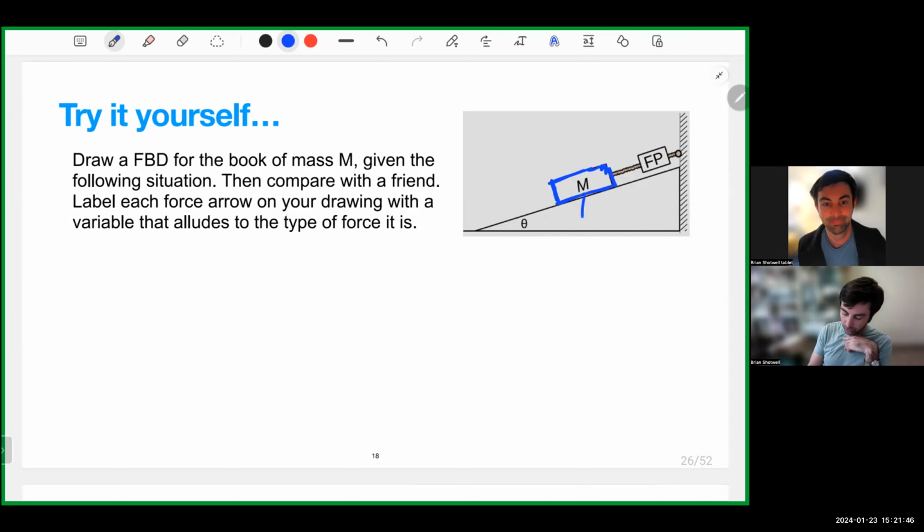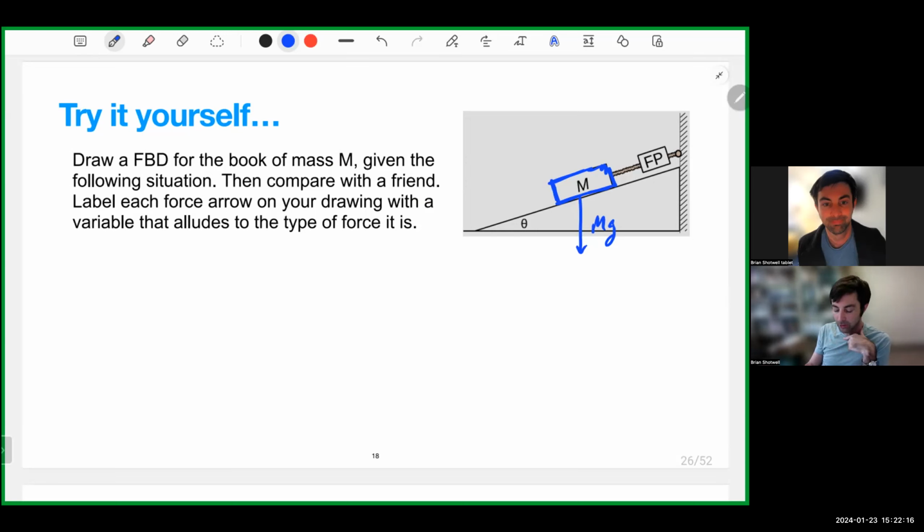So the first one that's easy that you can always draw right away is the weight, so mg, that's pointing vertically downwards. So then you could take a step back and say, well, okay, let's pretend that was the only force acting on the book. Then the book would be accelerating downward 9.8 meters per second squared. But it doesn't do that in this problem, right? There's a ramp in the way that's preventing the book from crashing into the ramp.